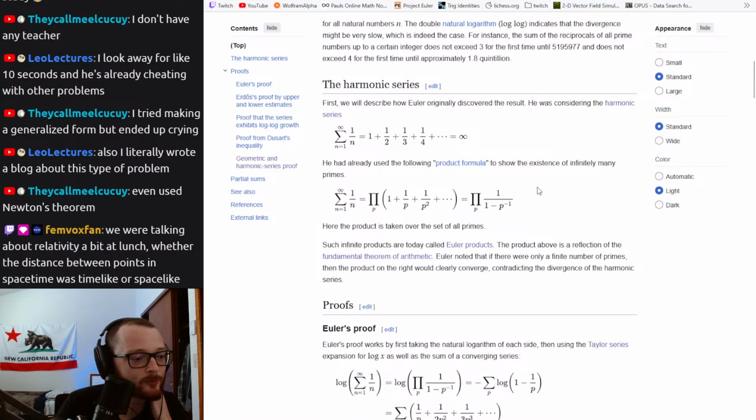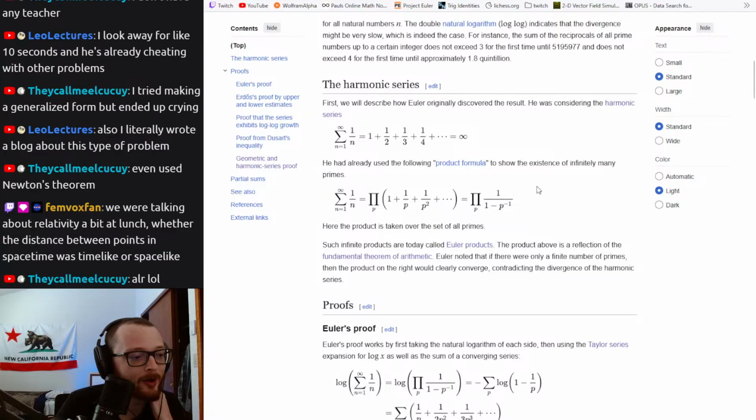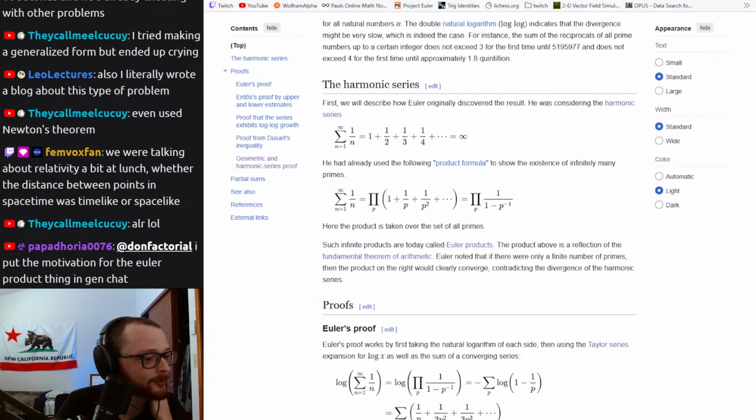What relativity bit at lunch? What the difference between point space time was time like or space like? Oh yeah, I still have a hard time being comfortable with space like separation.